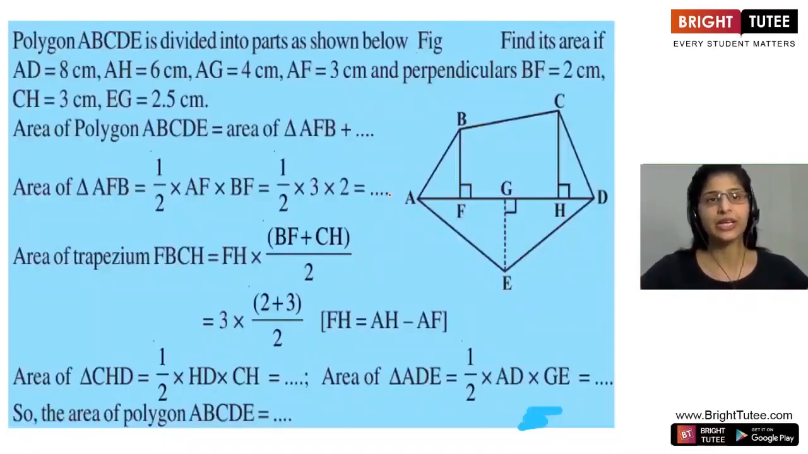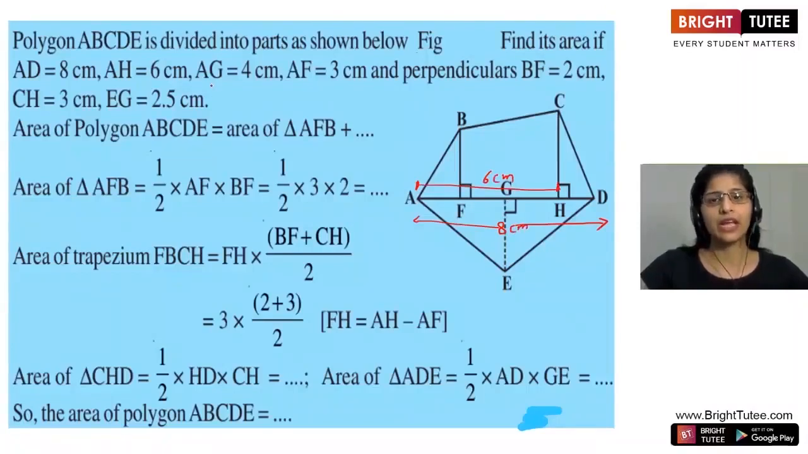Here if you see, they're saying polygon ABCDE is divided into parts as shown in the figure. As you can see, it is divided into triangles and trapeziums. We have to find its area. If the measurement of AD, the complete AD, is given as 8 centimeter. Okay, so this AD is 8 centimeter, the complete one. Then AH is 6 centimeter. This one from A to H, this much is 6 centimeter.